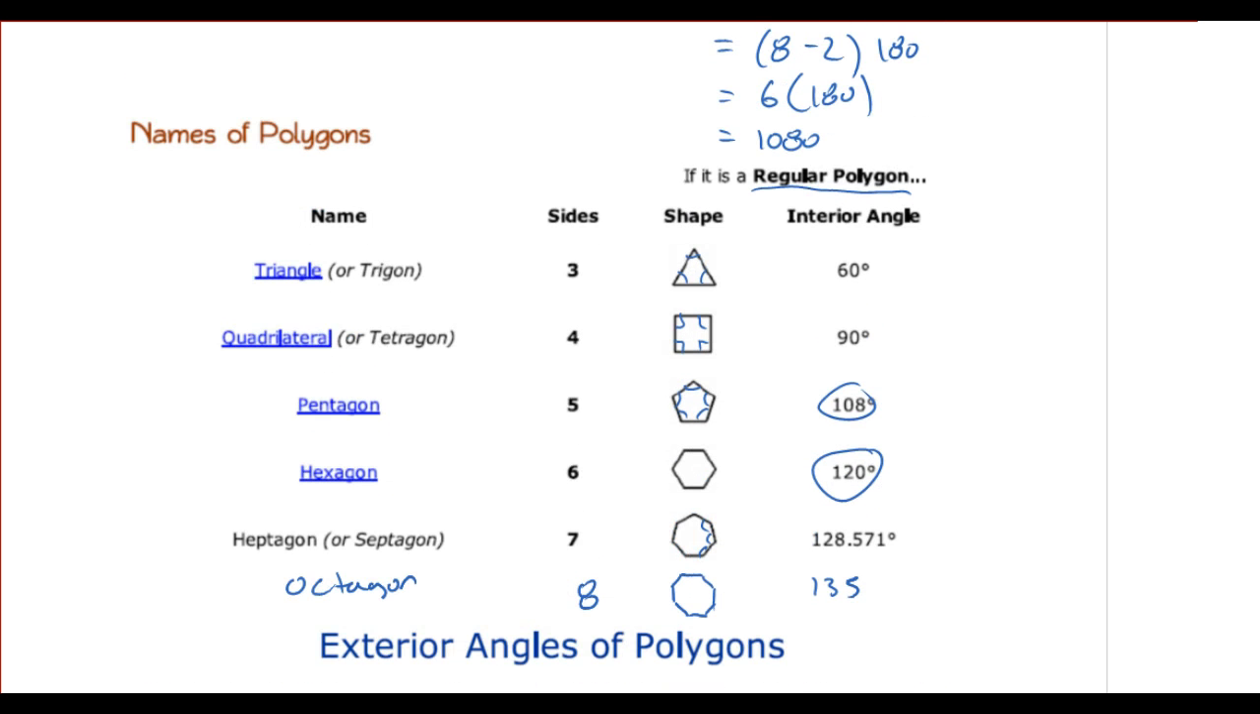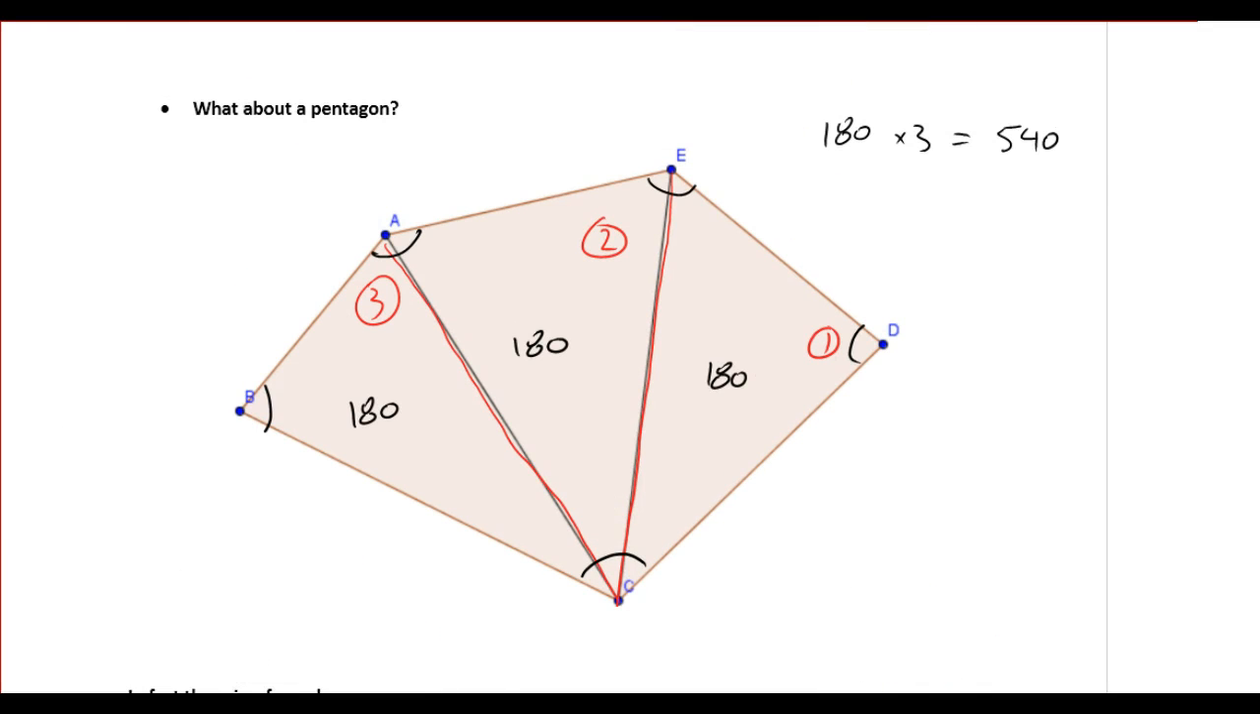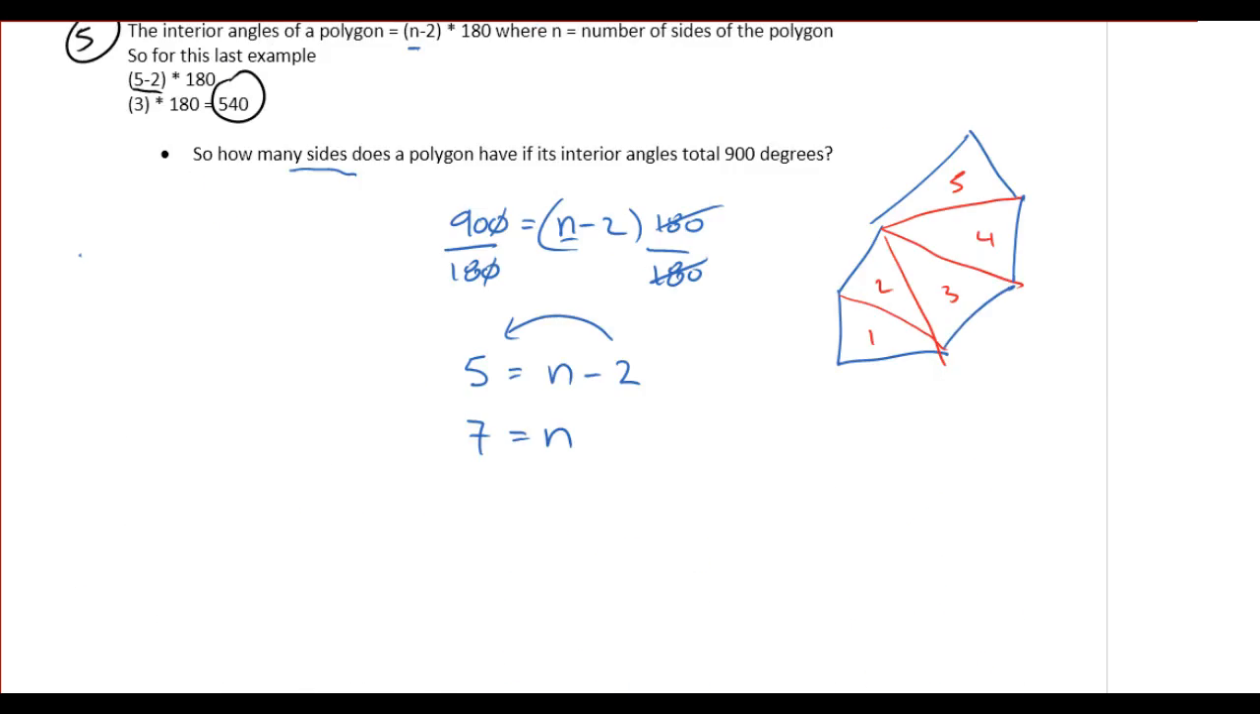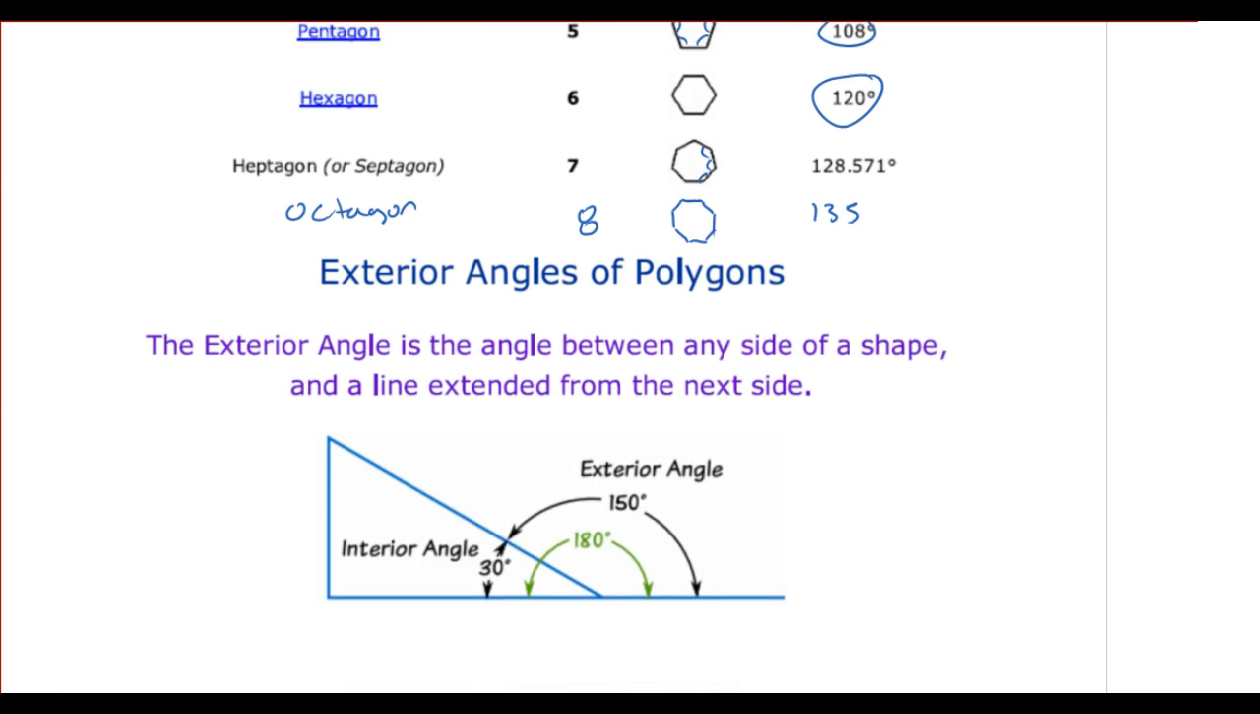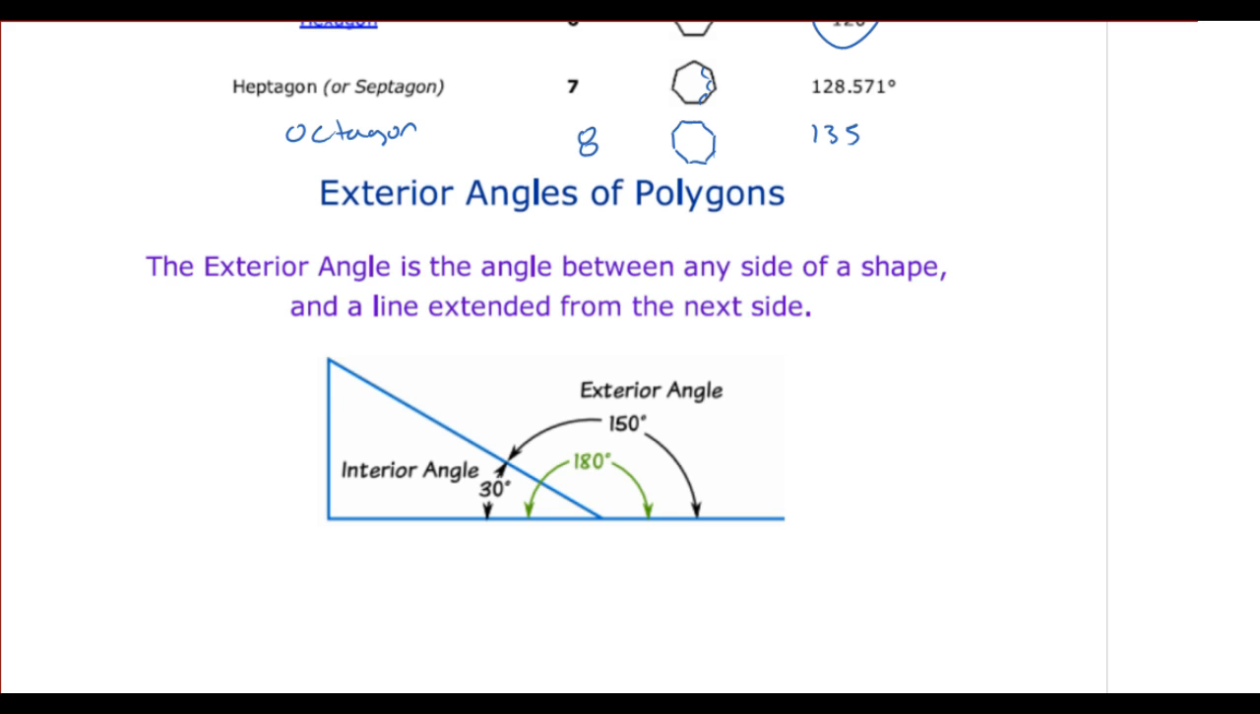Exterior angles are not really the most intuitive ones. Some people might think an exterior angle would be something like this over here, but that's not actually it. The exterior angles are a little bit hard to draw at first. For example, if we had a triangle like this over here, and if this was the interior angle, here's how the exterior angle is measured. It's the angle between any side of a shape and a line extending from the next side. So that's a little bit weird to think about.